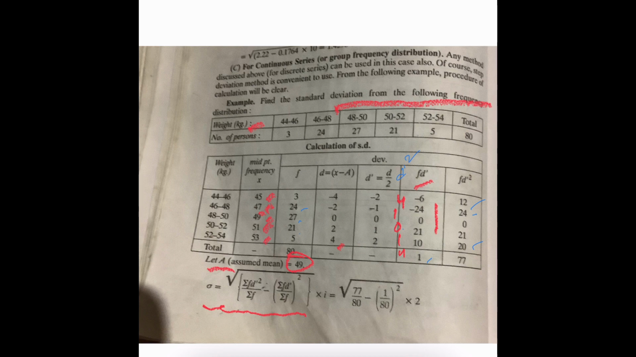You have to put all the figures in your formula. So the formula is this. Root over summation of f d dash square, which is 77, you have to put here, divided by summation of f, which is 80, you put here, minus summation of f d dash, which is 1, divided by summation of f, 80, whole square, into 2, I is 2. You have to mention that also.